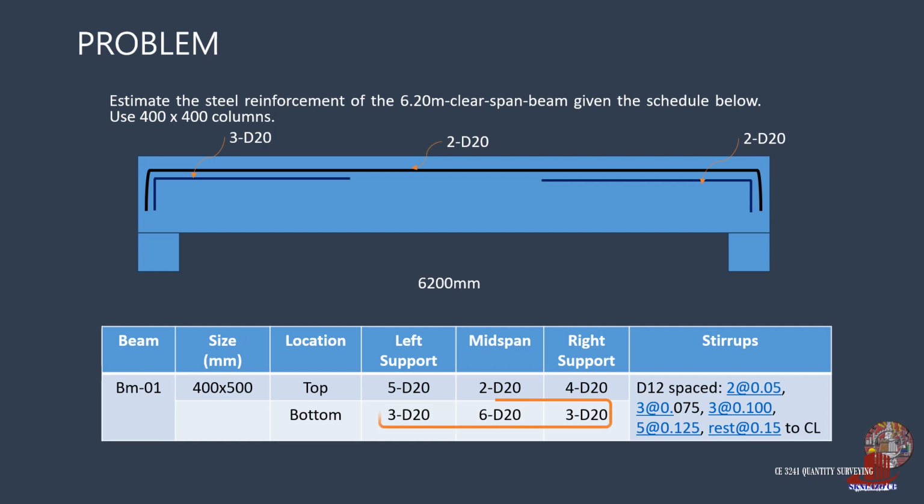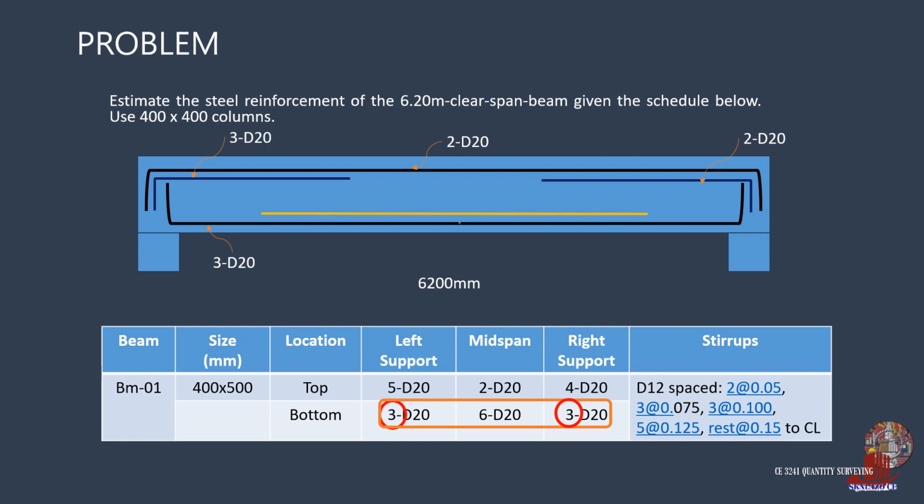At the bottom, the bars are written as 3, 6, and 3 in the schedule. This shows that there are 3 diameter 20 mm bars continuously placed in the beam. And then, there are another 3 rebars on the midspan.